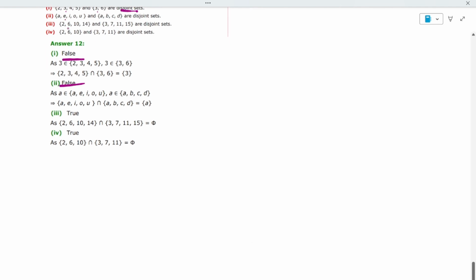Next, see here 2, 6, 10, 14. Neither of them is repeated, so it is true. They have given it as disjoint because we will get null. Now let's see here also 2, 6, 10 and 3, 7, 11. All are unique elements, so it is also true because the intersection of these is the null set.